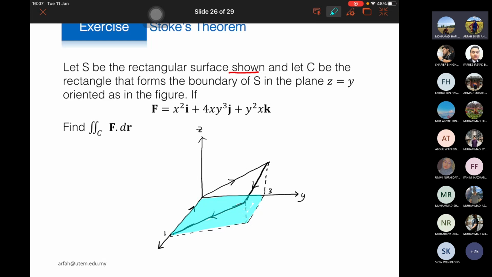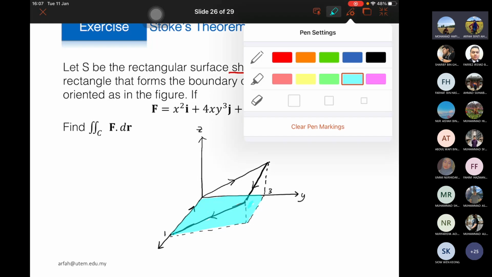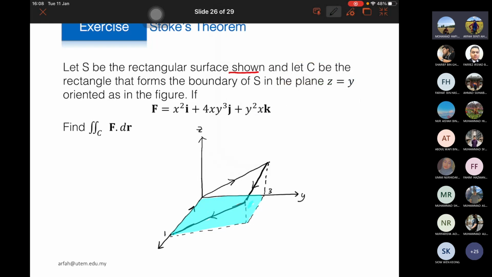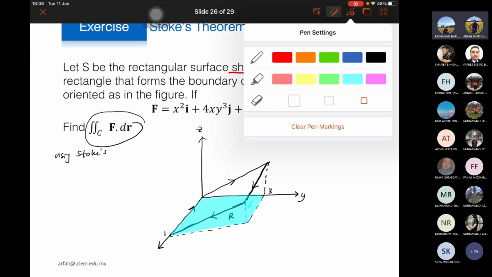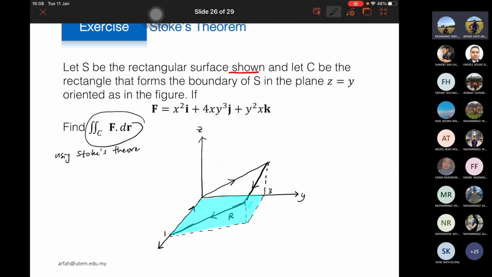So what you are going to have? Dia bentuk macam a pieces of secret recipe cake. Okay. So this is the region. So dia kata find integration over the curve C of F dr. So we are going to solve this one using Stokes theorem. So by using Stokes theorem, you are going to have for this one, it will be integration over the curve S, curl of F having the dot product with the unit normal vector ds.